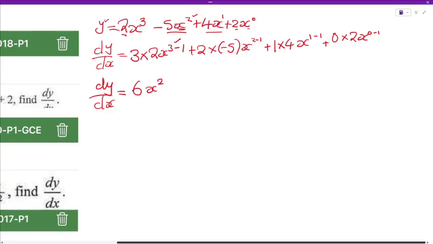Then here we say 2 times negative 5, which will give us negative 10, x to the power 2 minus 1 will give us a 1 there. 1 times 4 will give us a positive 4, x to the power of 0, because 1 minus 1 is a 0. Then here we say plus 0 times 2, that will give us 0 x to the power negative 1. 0 times x to the power negative 1 will just give 0.